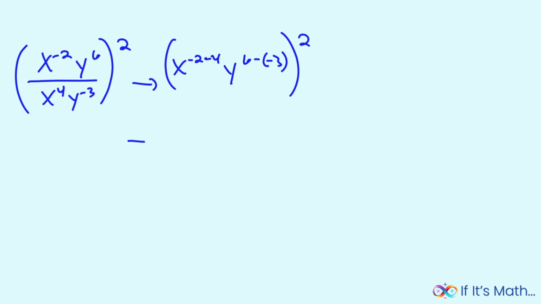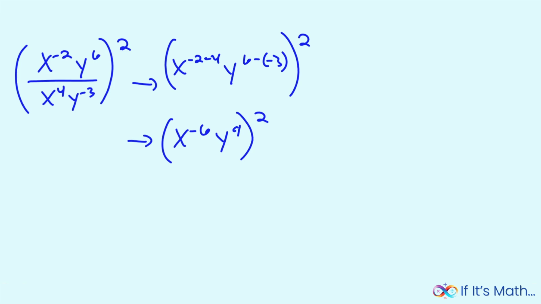So let's simplify this down. x to the minus 2 minus 4, we're going to end up with x to the negative 6th. And then y to the 6 minus negative 3 is 6 plus 3. So 9th. All raised to the second power.